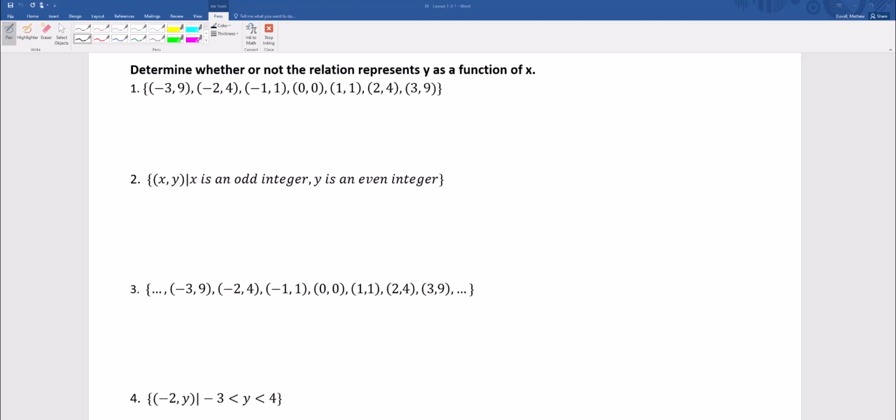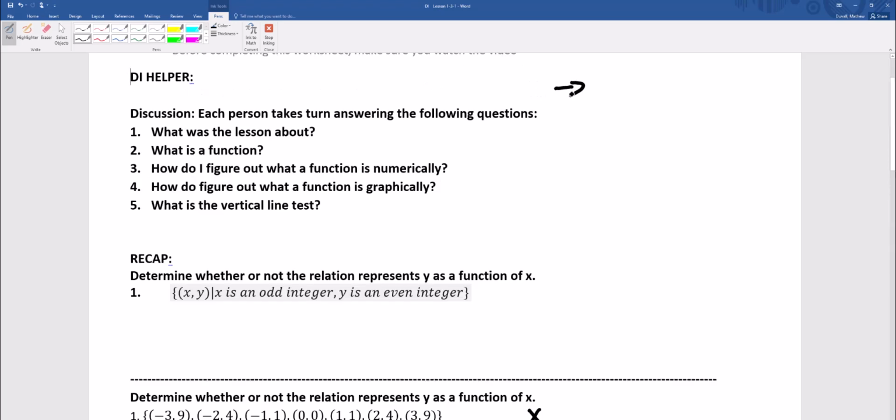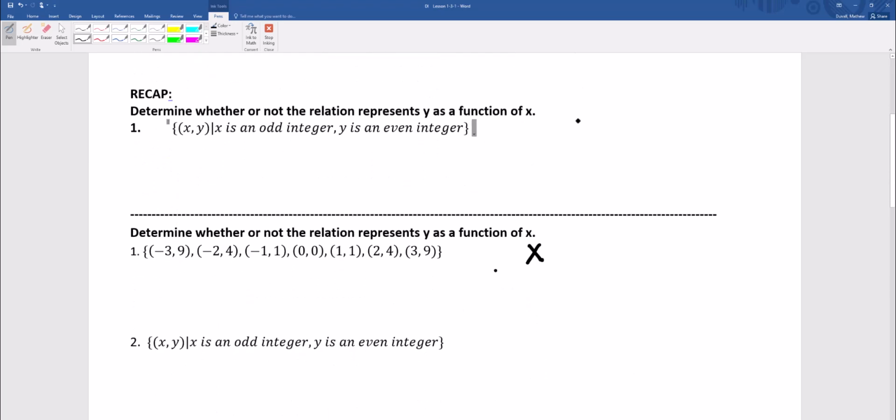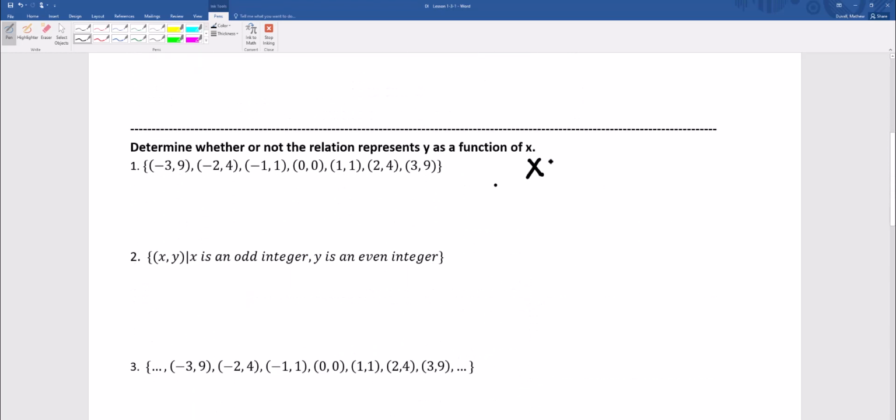All right, determine whether or not the relation represents y as a function of x. So remember, if we're looking at numeric values, the idea here is we want to make sure that our x value only maps to one y value, or that there's no possibility for the same x value to have two different y values.